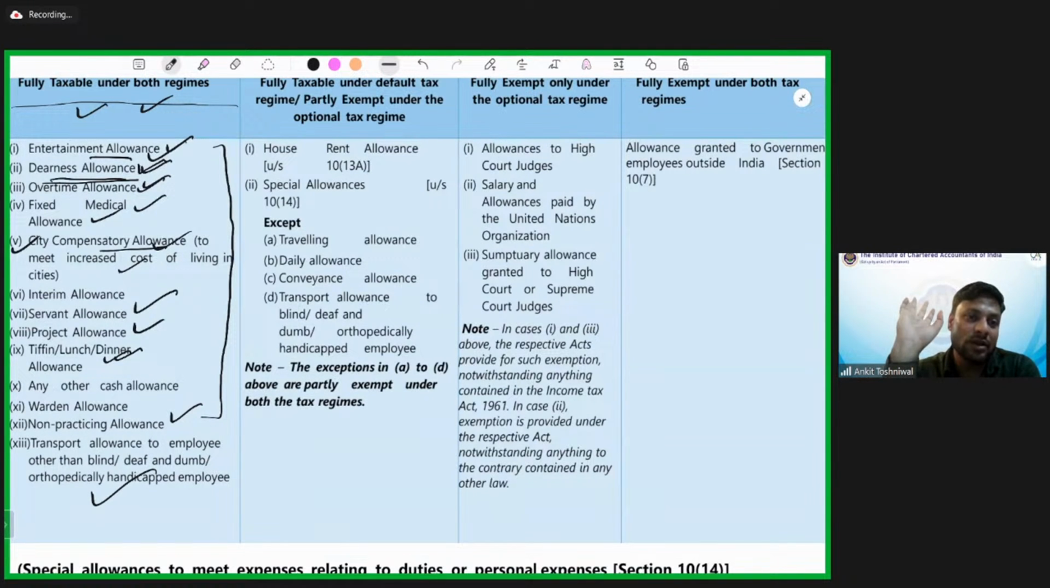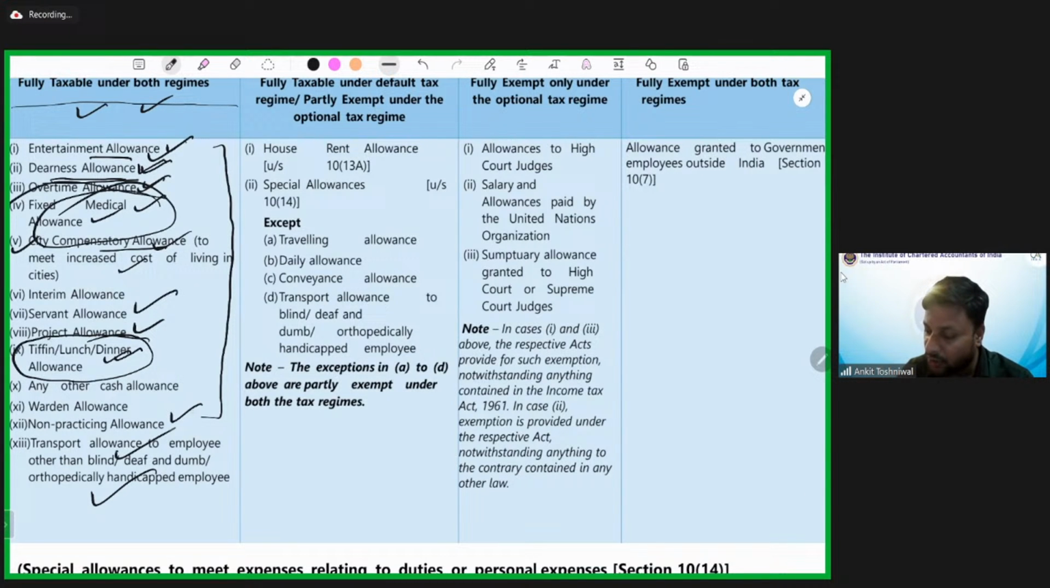Any cash allowance taxable. Tiffin allowance, lunch allowance or dinner allowance is taxable. Fixed medical allowance is taxable. Last one, transport allowance. What is this?